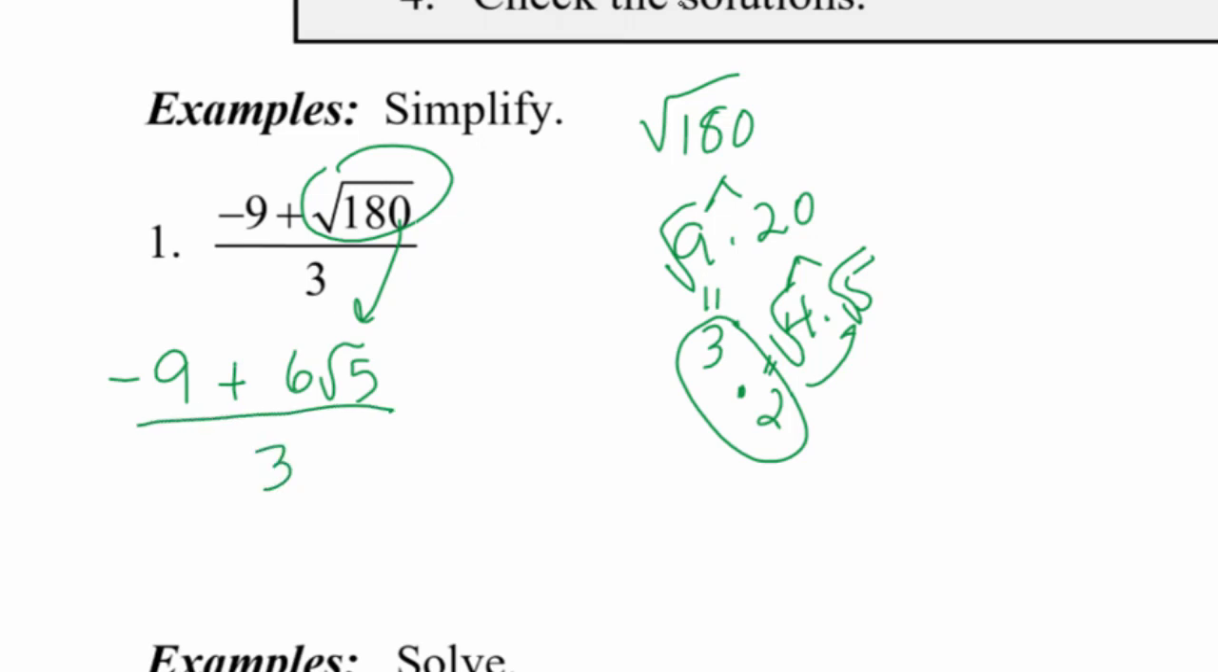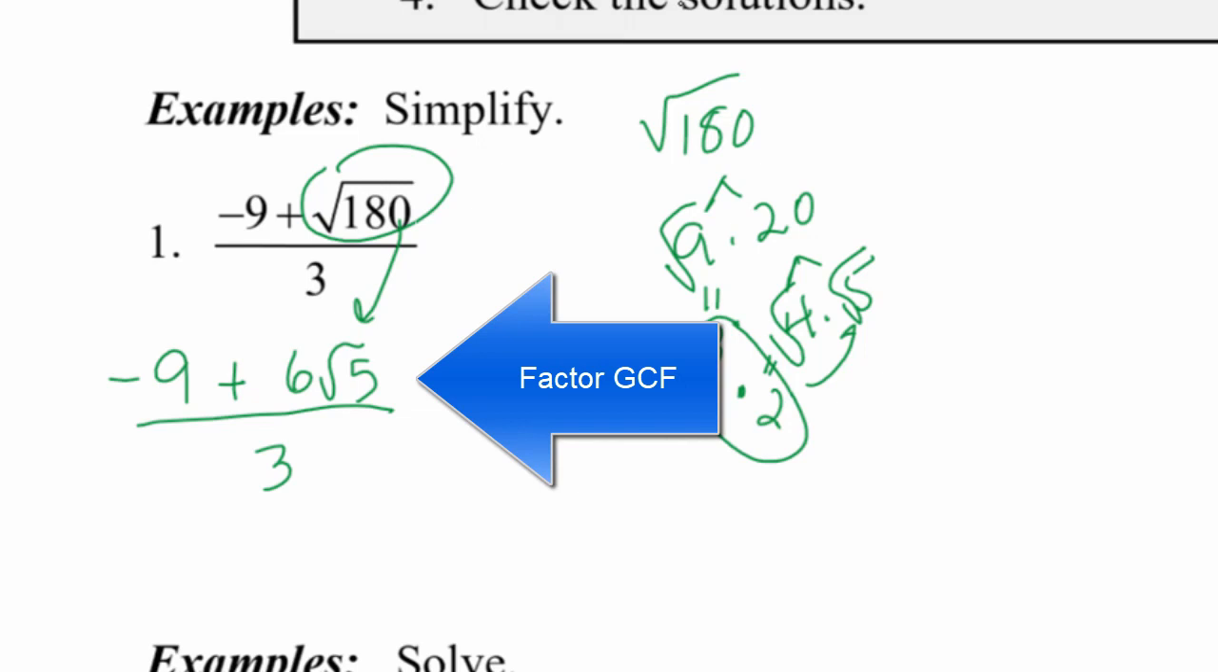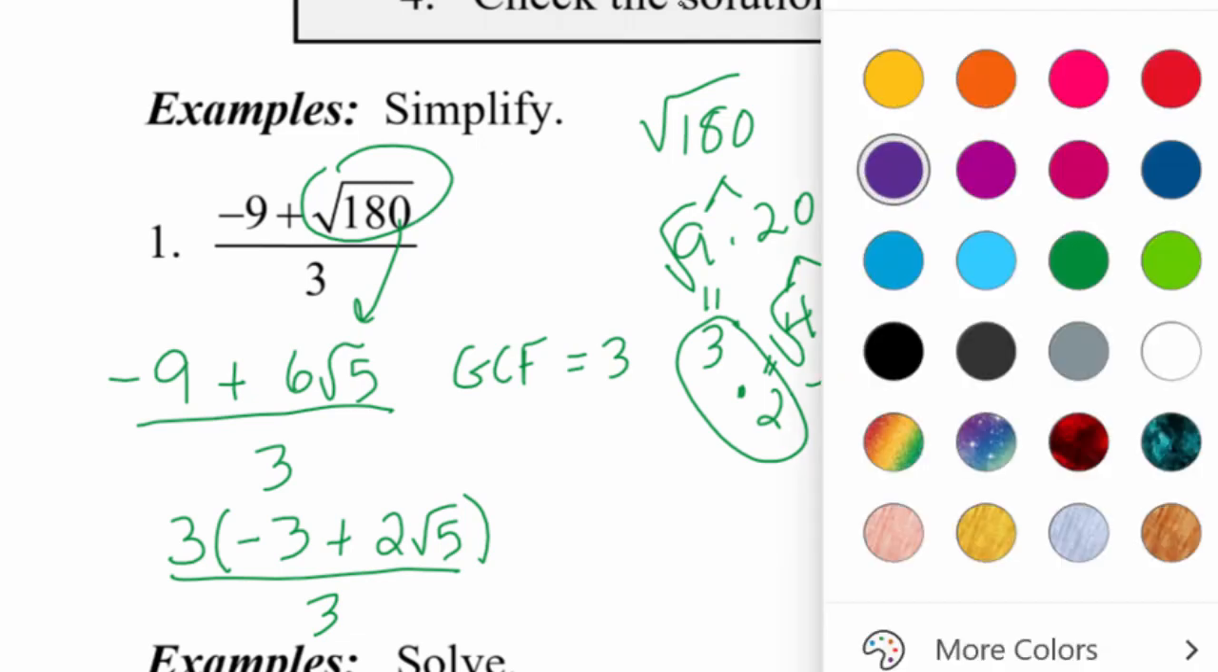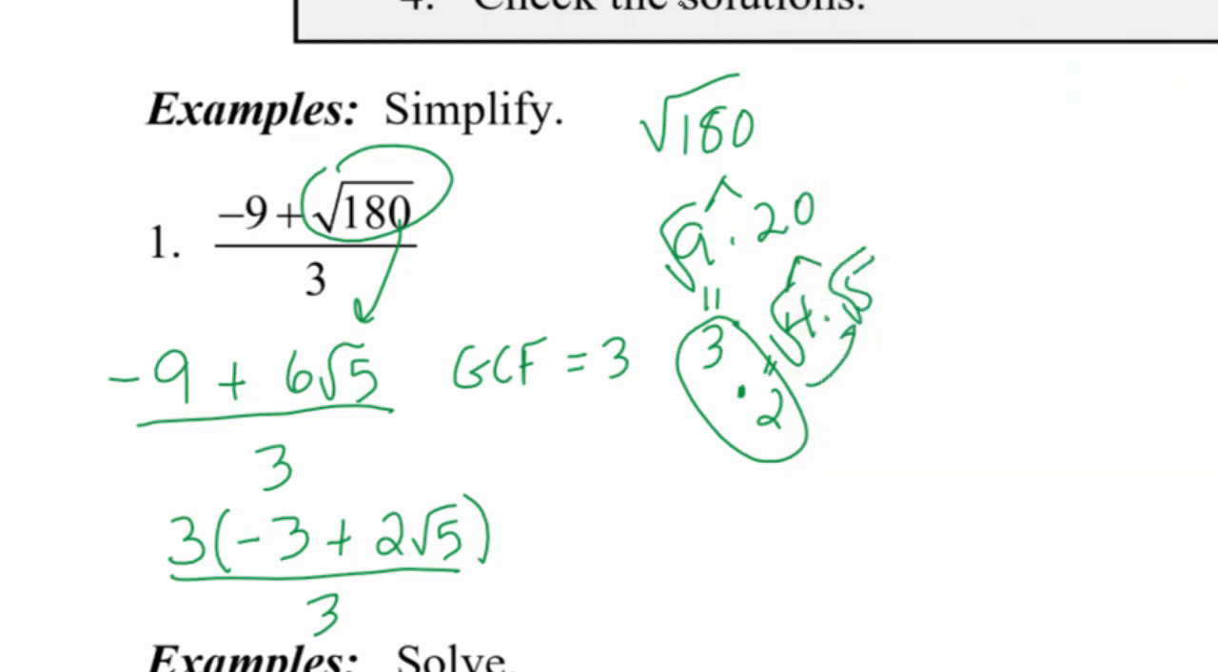Okay, but we're not done yet. Now we're going to look at the numerator, and there are two terms, as you know, and there's a common factor. There's a GCF of 3. So we're going to factor out the 3. So it's 3 times negative 3 plus 2 square root of 5, and then of course this is over 3. And now you can see why we wanted to factor out that GCF, because now we can reduce the 3 here and here, 1 and 1. Okay? So the final answer is negative 3 plus 2 square root of 5.